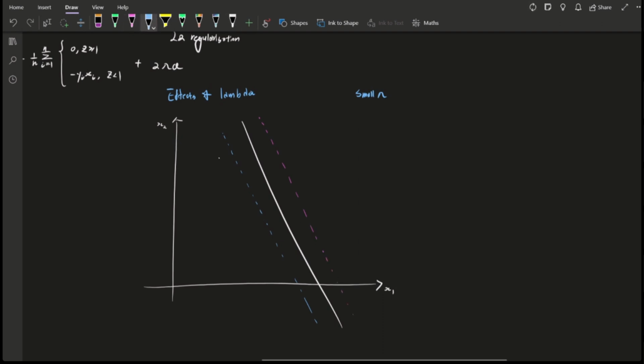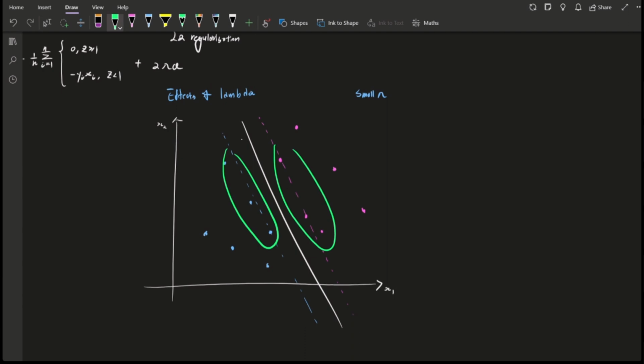And for a case like this, we can observe that the points that make the biggest impact on how your decision boundary is oriented are these points near the margin, right? So just these points contribute a lot to how the decision boundary is oriented.